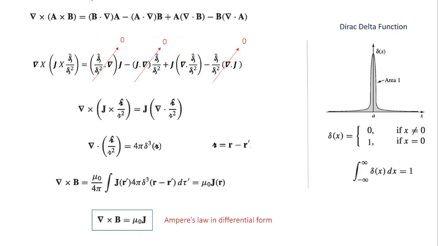Once again, invoking the product rule from chapter 1, I can write curl of A cross B equal to B dot del into A minus A dot del into B plus A into del dot B minus B into del dot A. So using the product rule, I can expand curl of J cross R cap by R square as R cap by R square dot del into J minus J dot del into R cap by R square plus J into del dot R cap by R square minus R cap by R square del dot J.